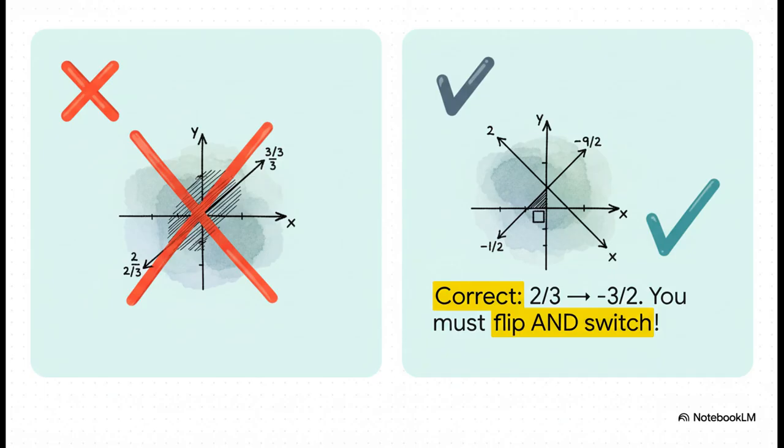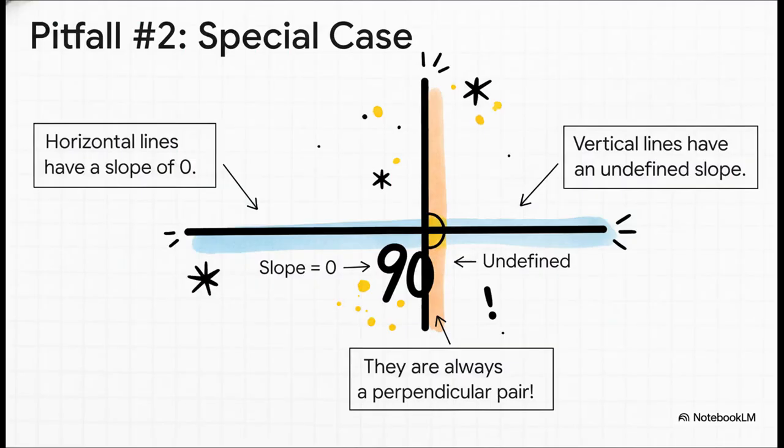Remember, flip and switch. And here's the one little special case you gotta know: horizontal and vertical lines. A flat horizontal line has a slope of 0. Now, if you try to flip 0, which is like 0/1, you get 1/0, and you can't divide by 0. That's what we call an undefined slope. And guess what? That's the exact slope of a vertical line. So the rule kind of works, but the easiest thing is to just remember this: a horizontal line and a vertical line are always a special perpendicular pair.